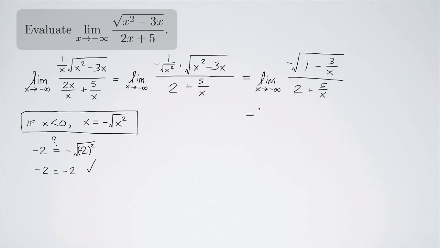So we're going to end up getting negative of the square root of 1 minus 0 for that, divided by 2. Well, the square root of 1 is 1, and so this is just negative 1/2.